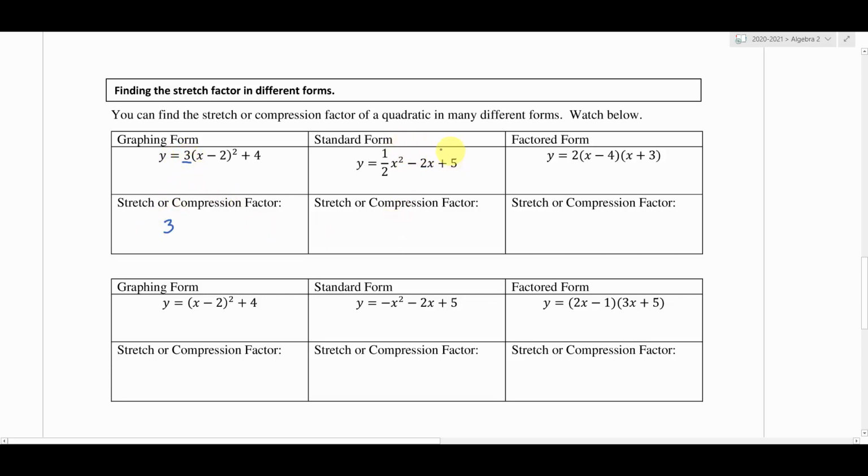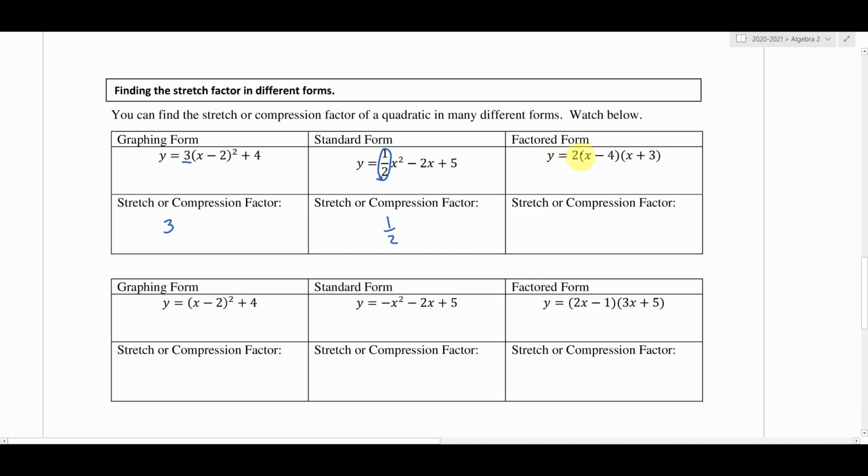Now in standard form, right, it doesn't look like graphing form, so you might think, well, I don't know where to look for this, but the A value is located right here. It is always going to be that number in front of the x squared. So if you're in standard form where everything's being added and subtracted, you just go to that x squared term and you look in front of that x squared, and whatever number is there is your stretch or compression factor. So this is going to be a parabola that's a little bit wider because it's being compressed by a factor of 1/2.